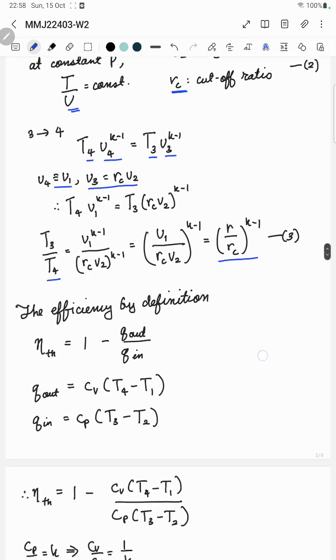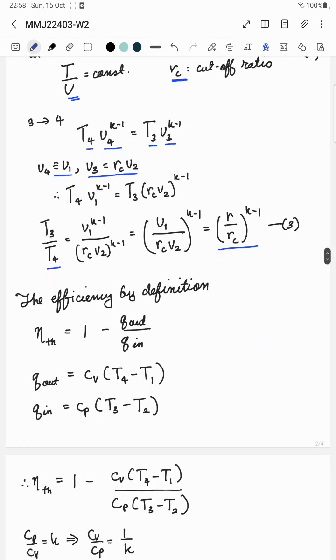Now, by definition, for any gas cycle, the efficiency is 1 minus Q out, which is the removed heat, over the added heat.